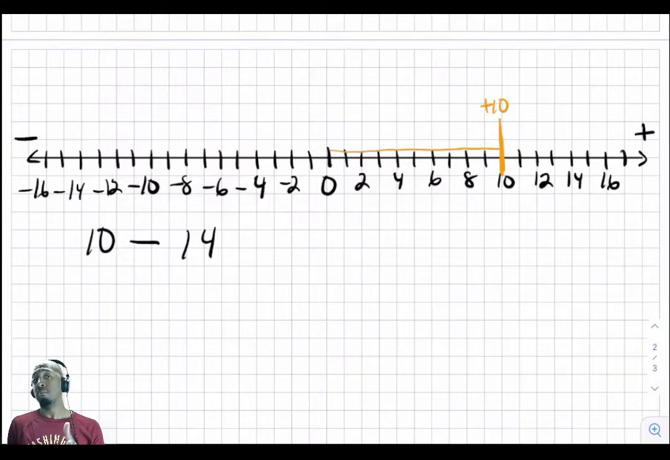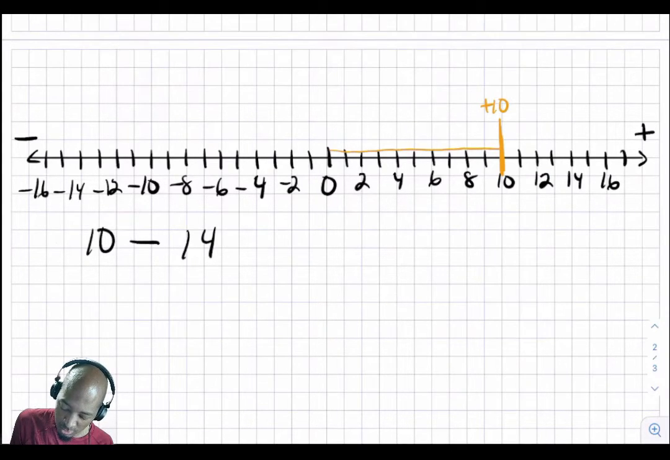All right, now that's what I'm standing at right now. Now I gotta take 14 away from that. So with subtraction or negative, it all means the same thing. It's telling me to go back towards the left. All right, so I gotta go to the left 14 units.